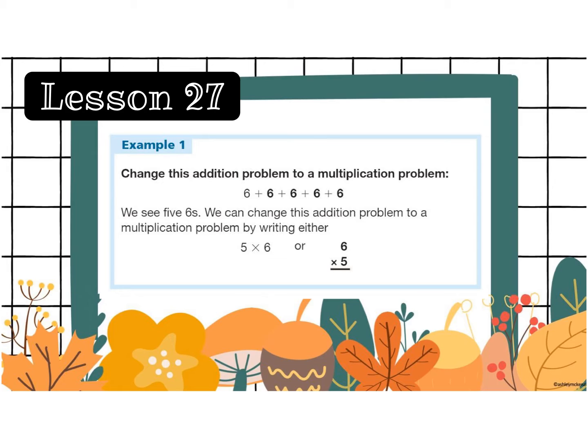So we want to change this addition problem to a multiplication problem. I have 6 added together 5 different times. So 6 plus 6 plus 6 plus 6 plus 6. We see 5 6s. We can change that addition problem to a multiplication problem by writing either one of these. 5 times 6 here, or I can write it vertically, 6 times 5. Or could I do 5 times 6? Yeah, either one will work, okay?